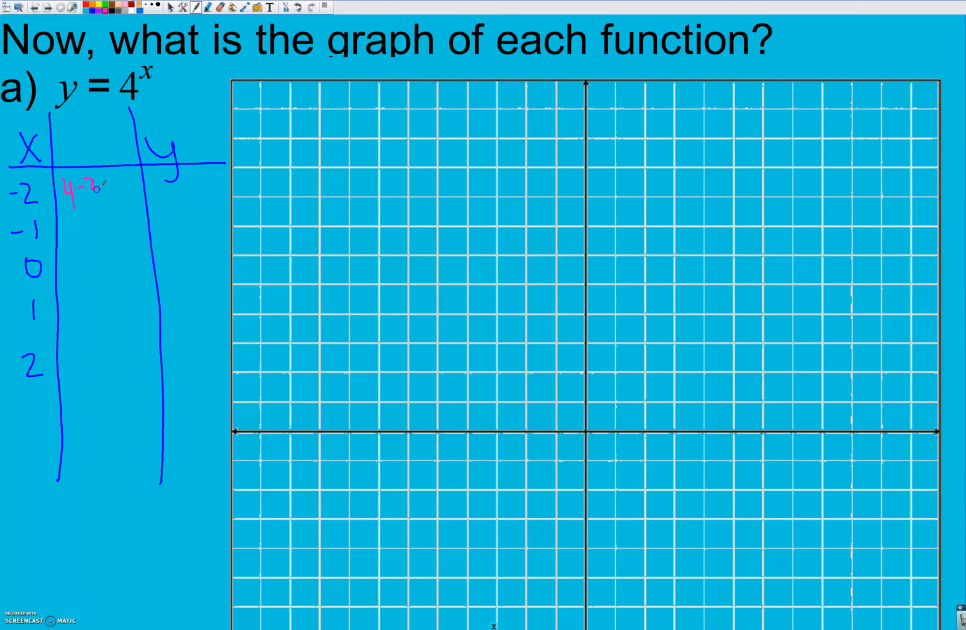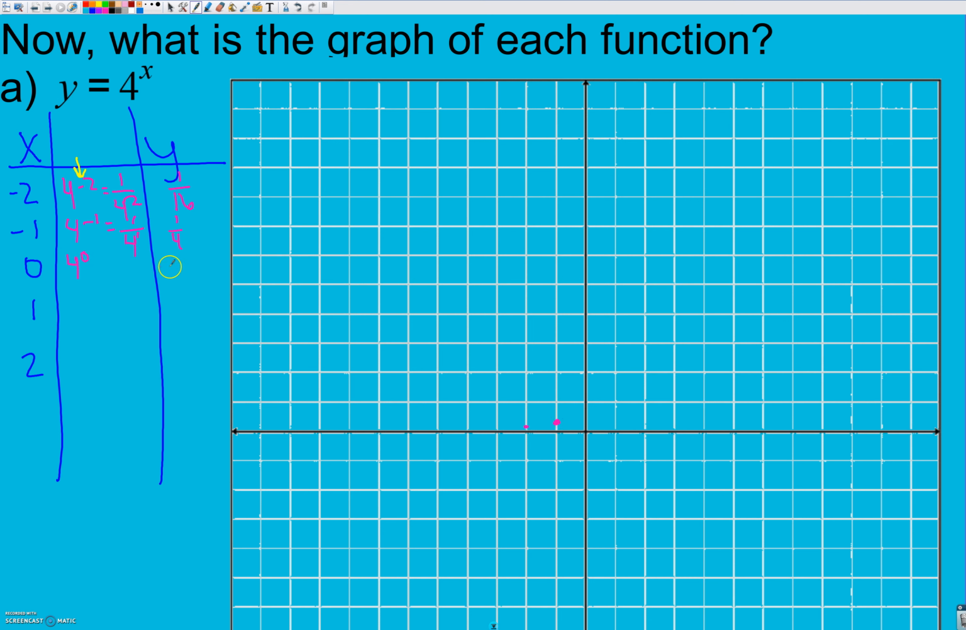4 to the negative second power. Again, when our exponent is negative, we have to take it to the denominator, and we get 1 over 4 squared, which is 1 over 16. So negative 2, 1/16 is really close to 0 there, but not quite. Then I have 4 to the negative first power. 1 over 4 to the first power. Negative exponent we take to the denominator and make it positive, which gives me 1/4. Negative 1, 1/4.